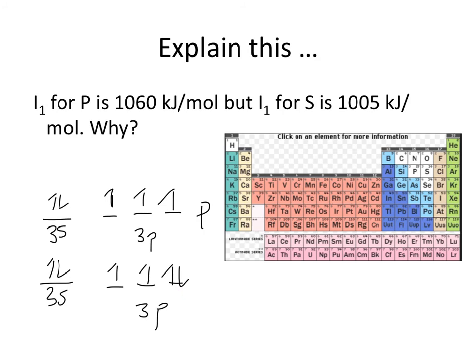Okay, so the ionization energy here for your sulfur, your first ionization energy, is going to be basically slightly lower than your phosphorus. And that's because there's stability in having a half-filled shell versus an unevenly or unequally filled shell.